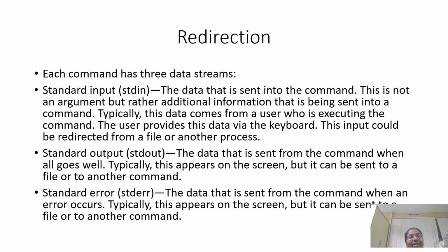Each command has three data streams: standard input, standard output, standard error. Standard input means the data that is sent to the command. This is not an argument, but rather additional information that is being sent into a command. Typically this data comes from a user who is executing the command. Similarly, standard output is the data that is sent from the command. Standard error is the data that is sent from the command when an error occurs.